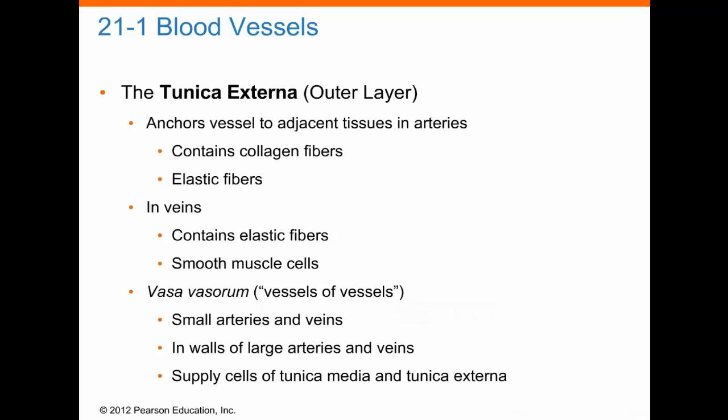Then we also have what is called the vasa vasorum, which are the vessels of vessels. Now these are small arteries and veins in the walls of large arteries and veins. And these help supply the cells of the tunica media and the tunica externa so that they can continue functioning. So the larger arteries have, in fact, their own blood supply.